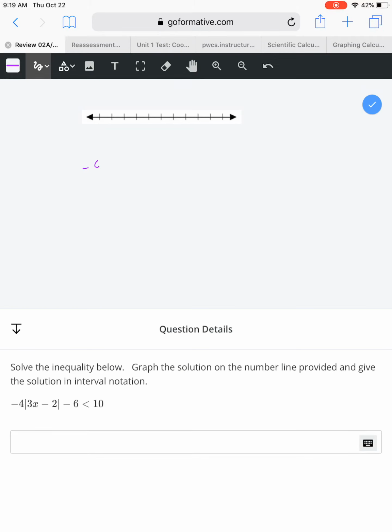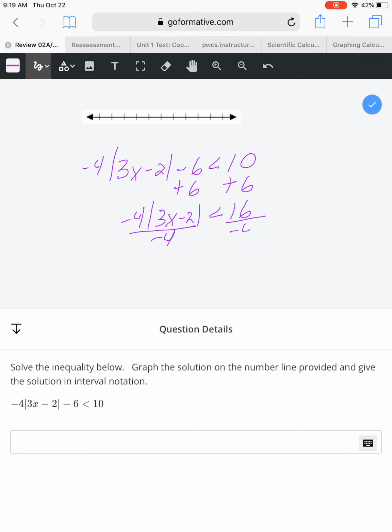Home stretch. -4 times the absolute value of 3x minus 2, minus 6 is less than 10. So we're going to do the same thing, add 6: -4 times the absolute value of 3x minus 2 is less than 16. Divide by -4, divide by -4: the absolute value of 3x minus 2 is greater than -4. So again, you need to make sure you switch the inequality symbols.